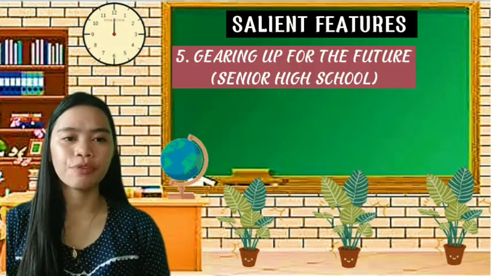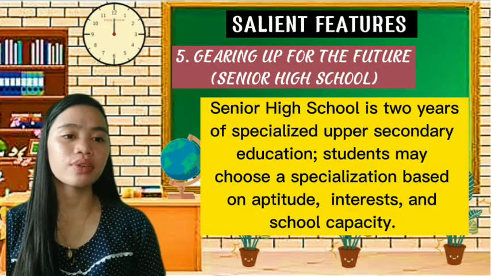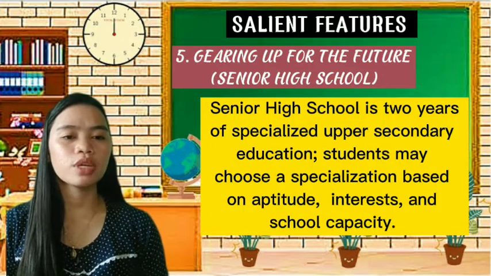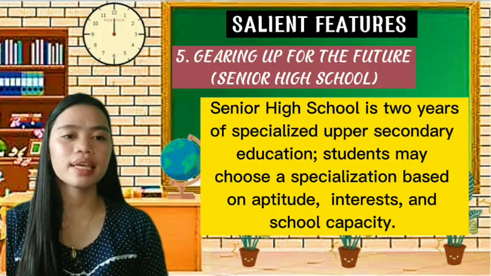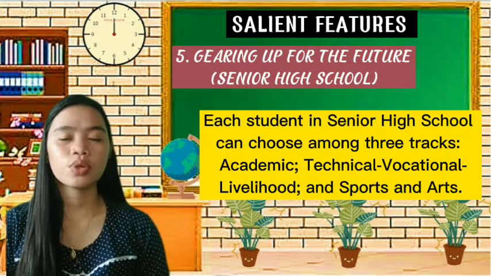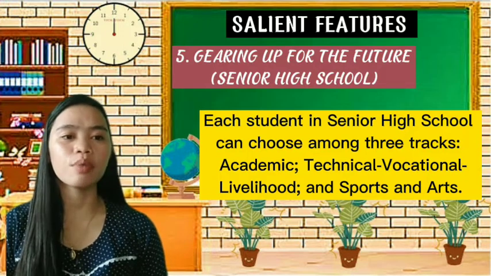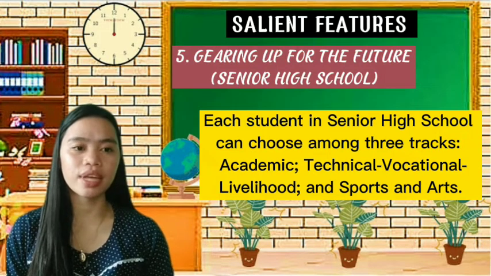Gearing up for their future. Senior high school is 2 years of specialized upper secondary education. Students may choose a specialization based on aptitude, interest, and school capacity. So each student in senior high school can choose among 3 tracks: academic, technical vocational livelihood, and sports and arts.